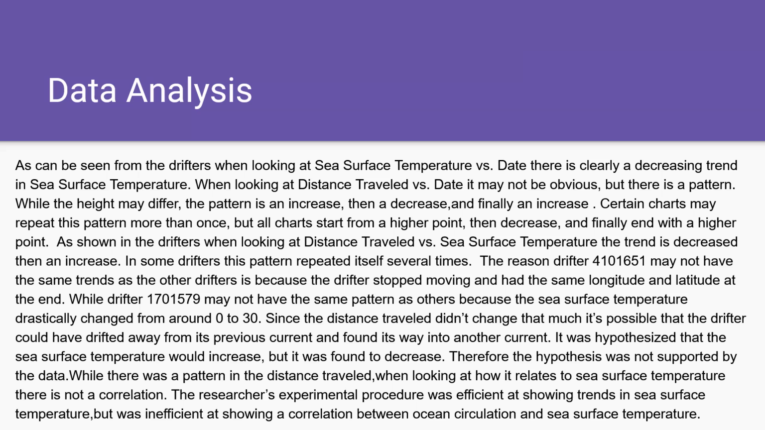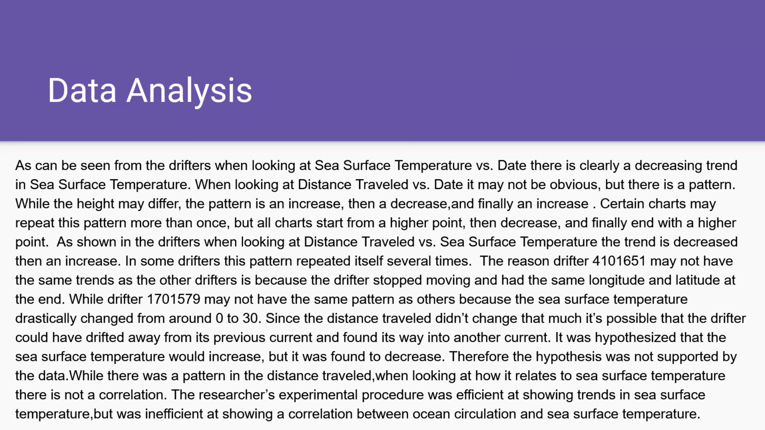170159 may not have the same pattern as the others because the sea surface temperature drastically changed from around 0 to 3. Since the distance traveled didn't change that much, it's possible that the drifter could have drifted away from its previous current and found its way into another current. It was hypothesized that the sea surface temperature would increase, but it was found to decrease. Therefore, the hypothesis was not supported by the data.